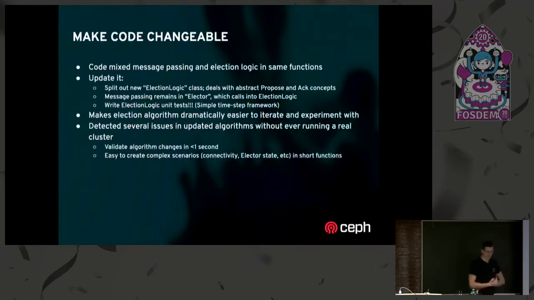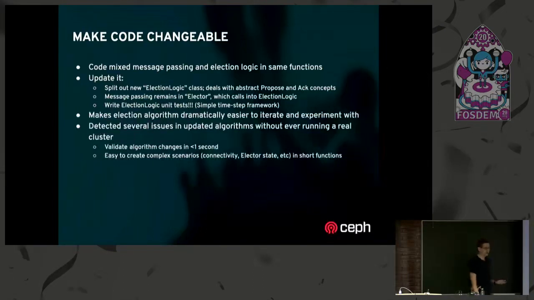And we came up with a plan. The first part of the plan was make it possible to change the code at all. The election code in Ceph is some of the oldest code in the system. It's from like 2004, written by grad students. And if you've ever read grad student code, it can be really exciting.